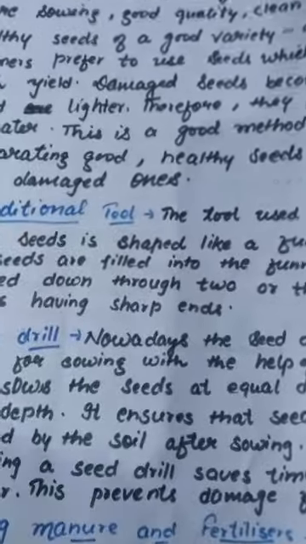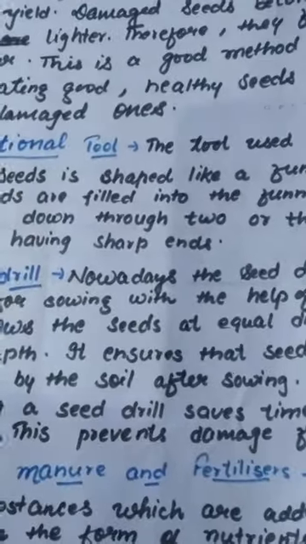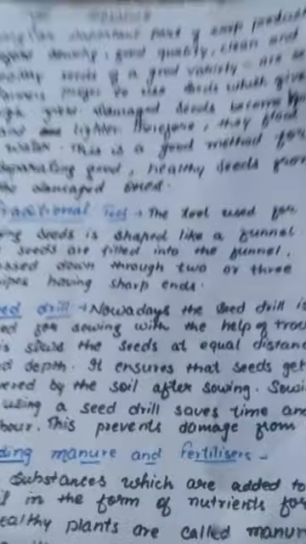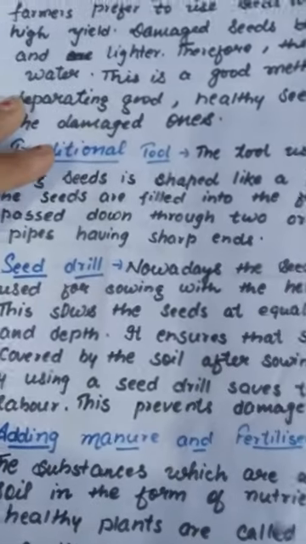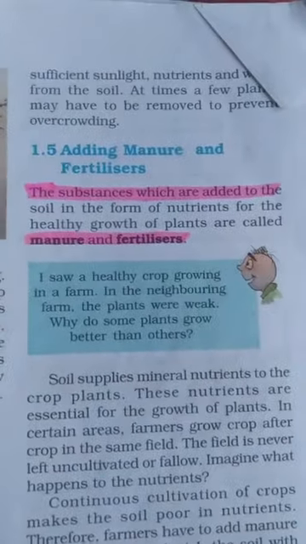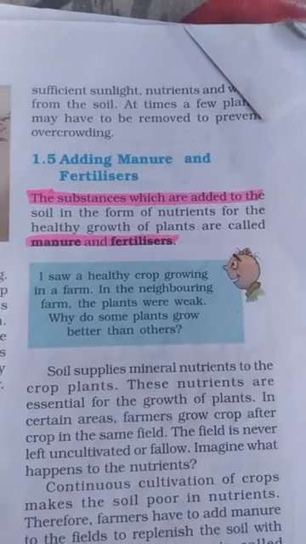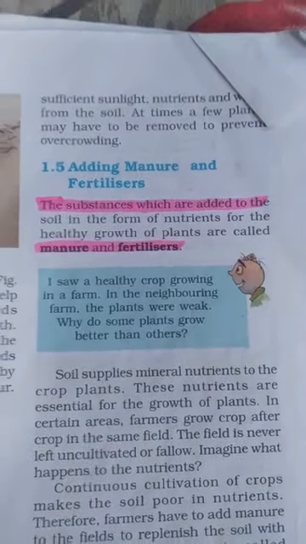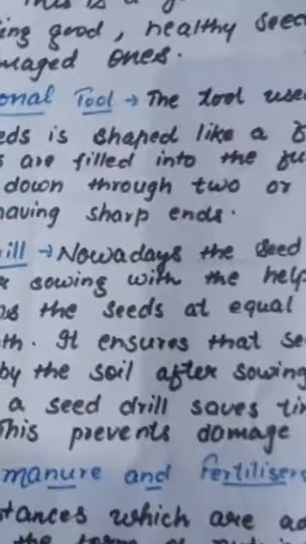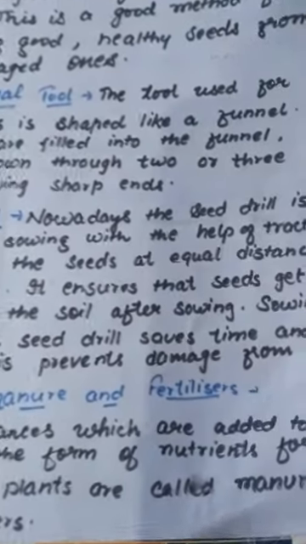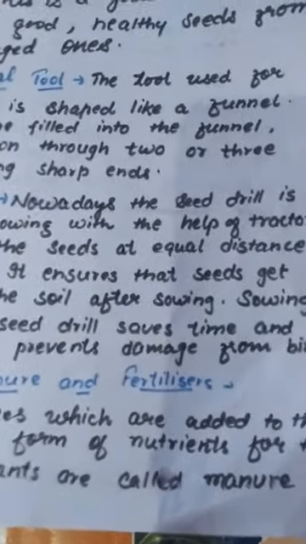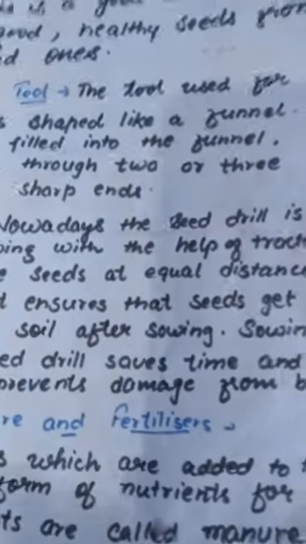Now, the third step is adding soil, manure and fertilizers into the soil. Just as we want food, soil also requires manure and fertilizers. The substances which are added to the soil in the form of nutrients for the healthy growth of plants are known as manure and fertilizers. As I have told you, our body requires food. Like that, soil requires nutrients for good growth of the plant, and these are known as manure and fertilizers.